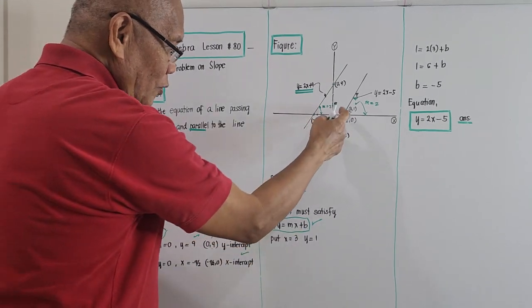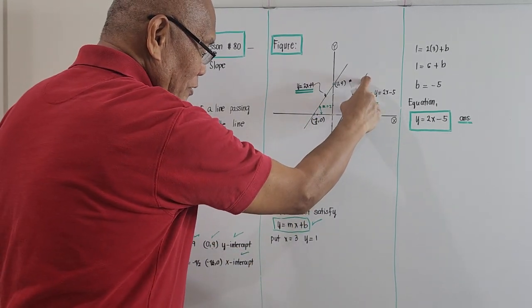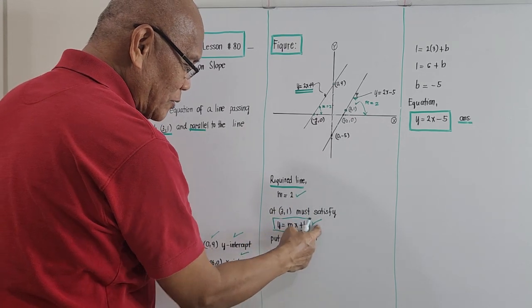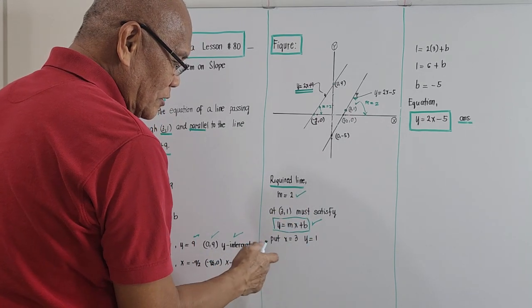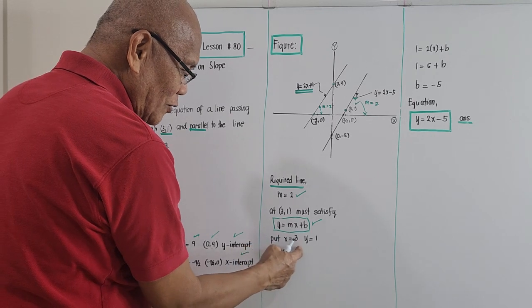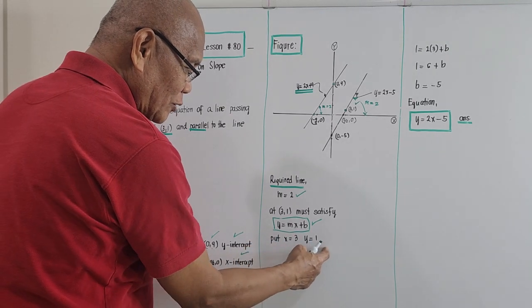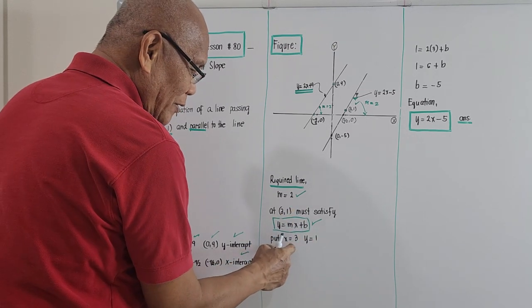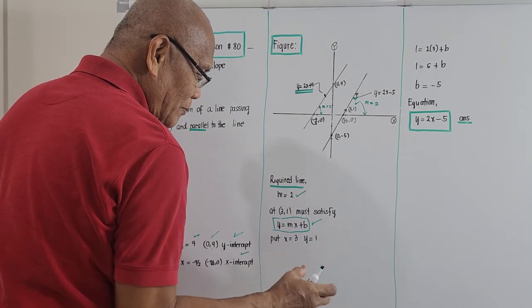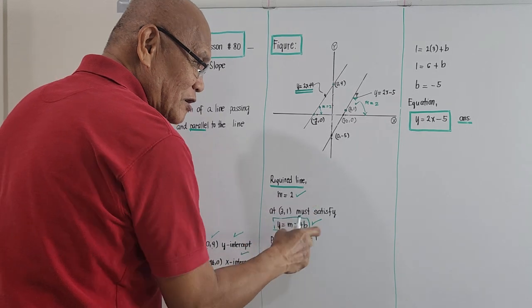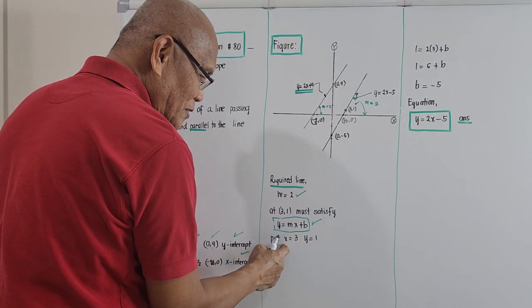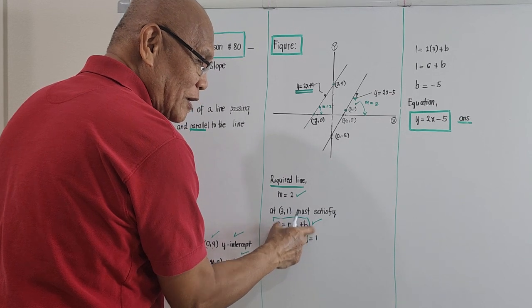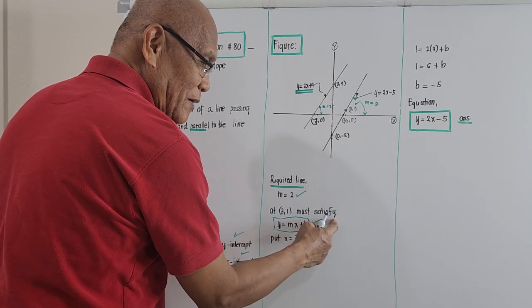Because (3, 1) lies on the required line, and the equation of that line is, for the meantime, y = mx + b. If we put x = 3 and y = 1, why is that so? We substitute x = 3 and y = 1 back here. They must satisfy the equation because this abscissa and ordinate pass through the given line. That's the meaning of the term "must satisfy."